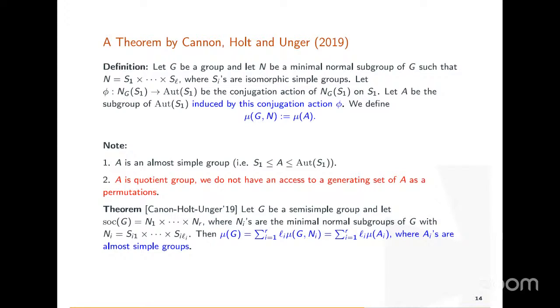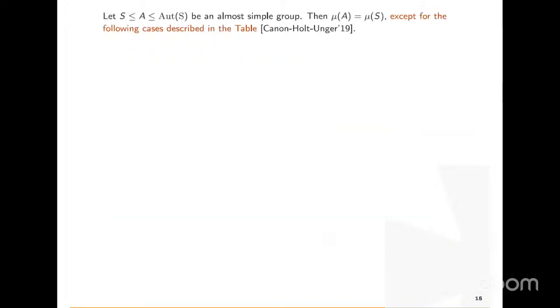So this theorem actually says that we can reduce finding mu of G to finding mu of A, but the Ais are what we have obtained from the definition. They are not arbitrary almost simple groups, so we do not have access to a generating set for the almost simple groups. So this is a weird kind of reduction. It's not actually a reduction, but yeah.